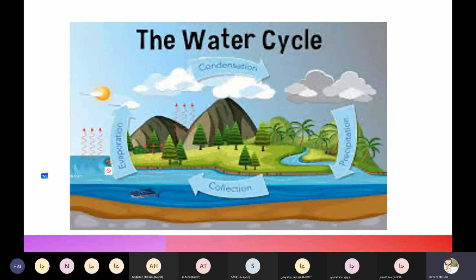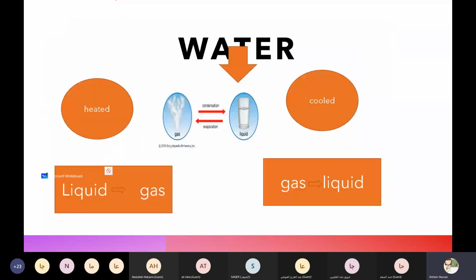We will revise the water cycle. Listen to the water cycle. Number 1, the water changes from liquid to gas when it is heated. Now it's called evaporation. And from gas to liquid, it is condensation, if it is cold.